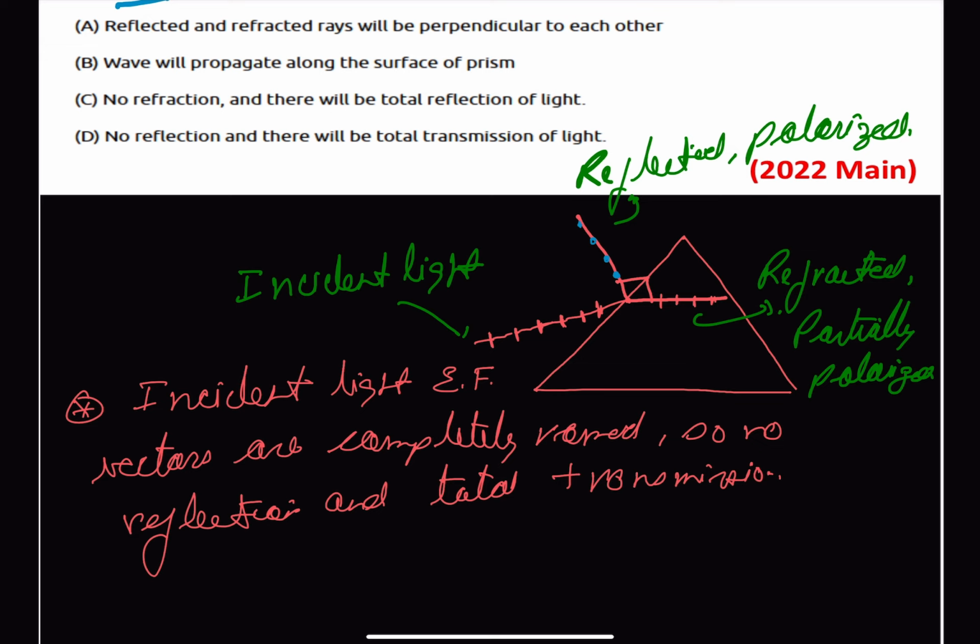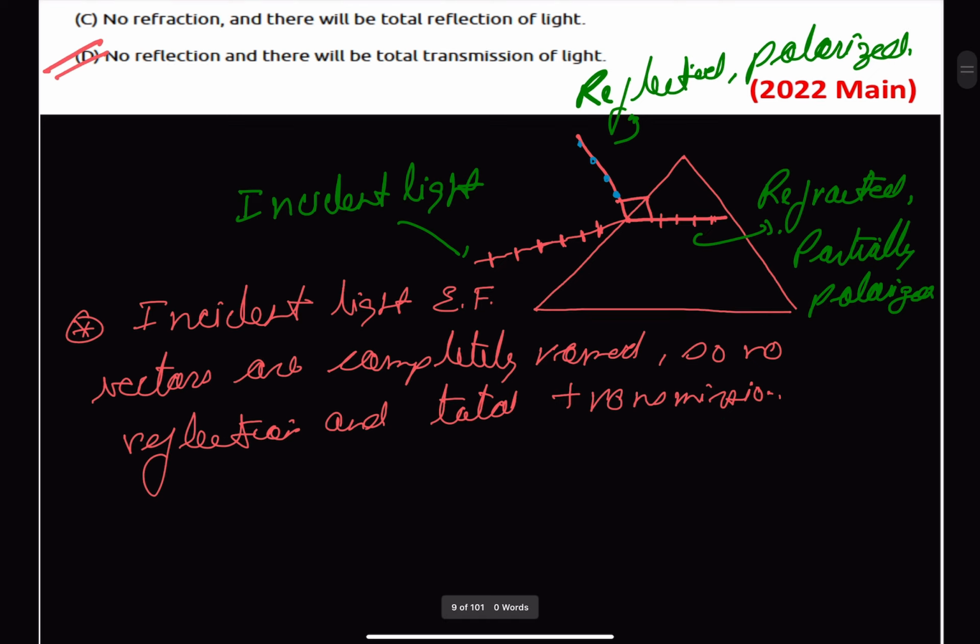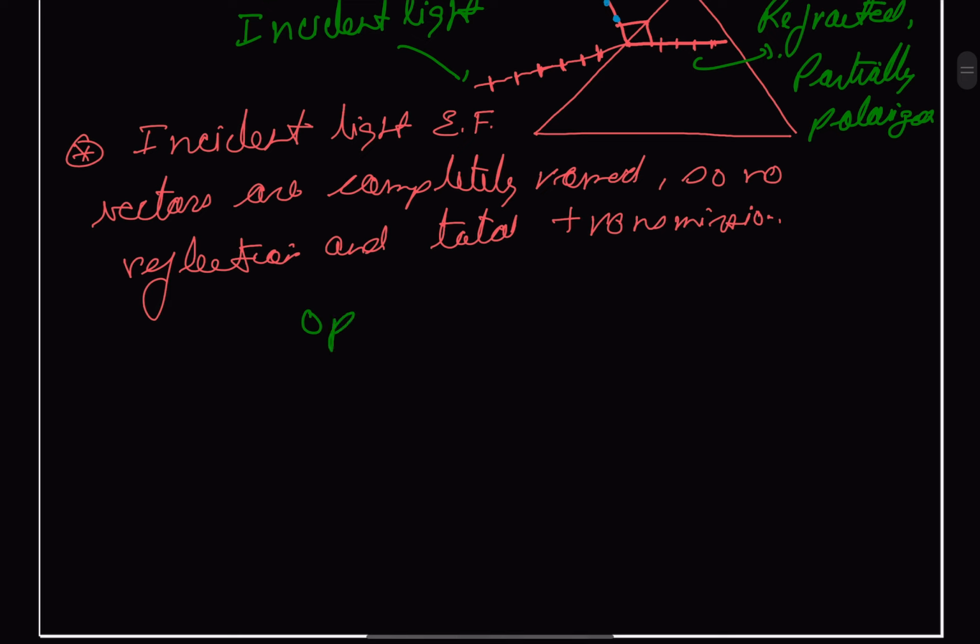Therefore option D is the most suitable one. Option D is the correct one, because in the question the direction of polarization as such is not mentioned. So the only best option that is related to this discussion is option number D. D is correct. Next question.